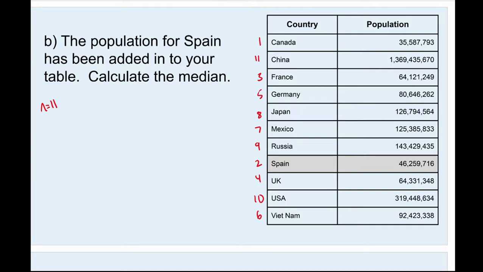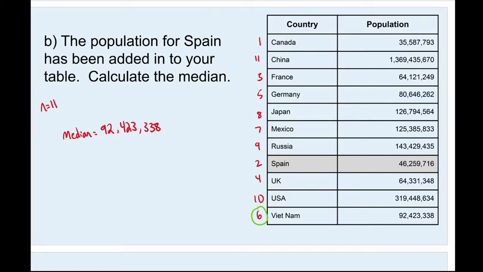So in this case, the middle value, if I go 1, 2, 3, 4, 5, 6, and if I go backwards, 1, 2, 3, 4, 5, 6. So 6 ends up being my middle value. In this case, I don't have to actually calculate anything. I just find the middle value. The median is 92,423,338. So again, very easy to calculate the median when we have an odd number of data points.